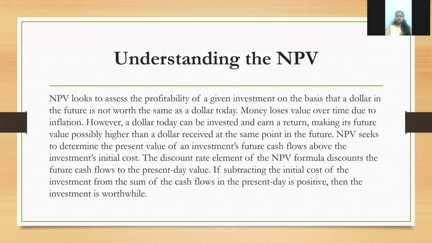The discount rate element of the NPV formula discounts the future cash flows to the present day value. If subtracting the initial cost of the investment from the sum of the cash flows in the present day is positive, then the investment is worthwhile, otherwise vice versa.